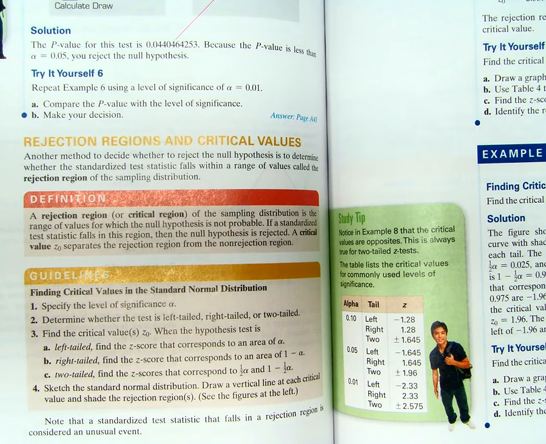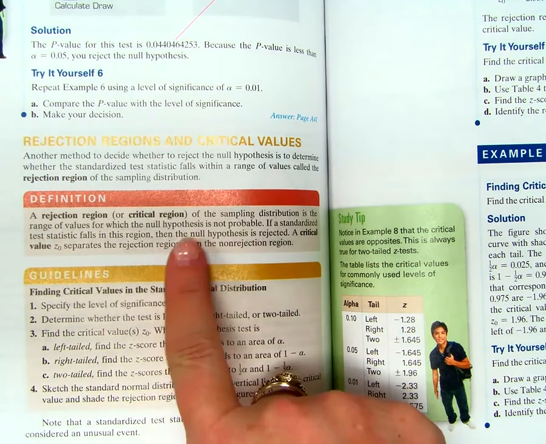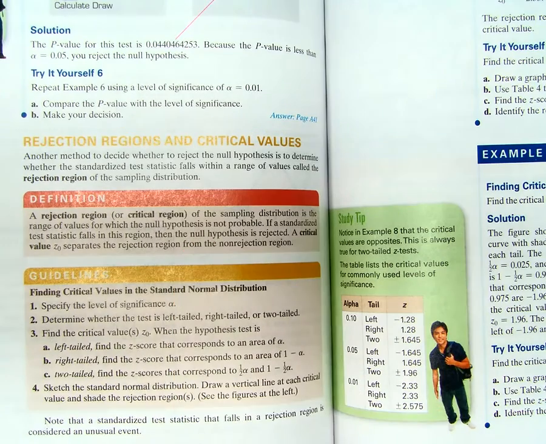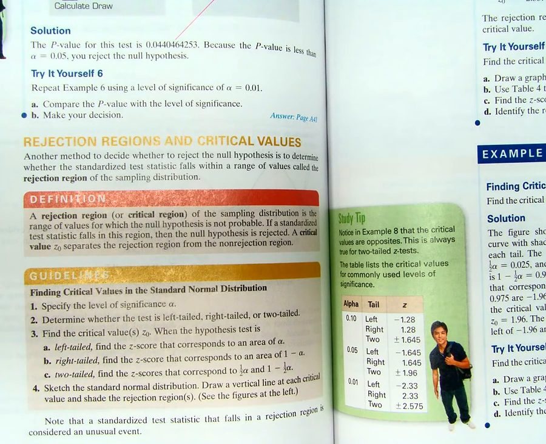Okay. A rejection region or a critical region of a sampling distribution is the range of values for which the null hypothesis is not probable. Does that mean it will never fall there? No, it's just saying it's not probable. Statistics is almost hardly ever about absolutes. You notice that I didn't even use an absolute in the description of it. That was funny. Okay. If a standardized test statistic falls into this region, then the null hypothesis is rejected. A critical value, z sub 0, separates that rejection region from the non-rejection region.